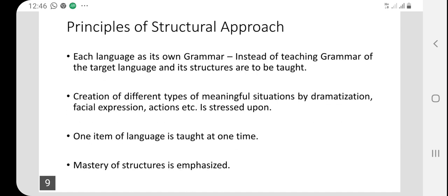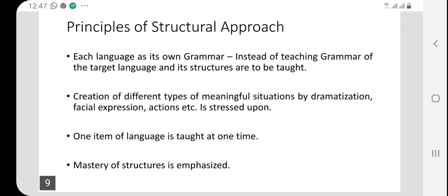Then we have the last one, principles of the structural approach. Each language has its own grammar, but Chomsky says there is a universal grammar, that all languages are the same. That is another topic in our descriptive linguistics. But as we say, I go to university: I is the subject, go the verb, and university the object. Subject, verb, and object. In Urdu we say, मैं यूनिवर्सिटी जाता हूँ. मैं is the subject, university the object, and जाता हूँ the verb.